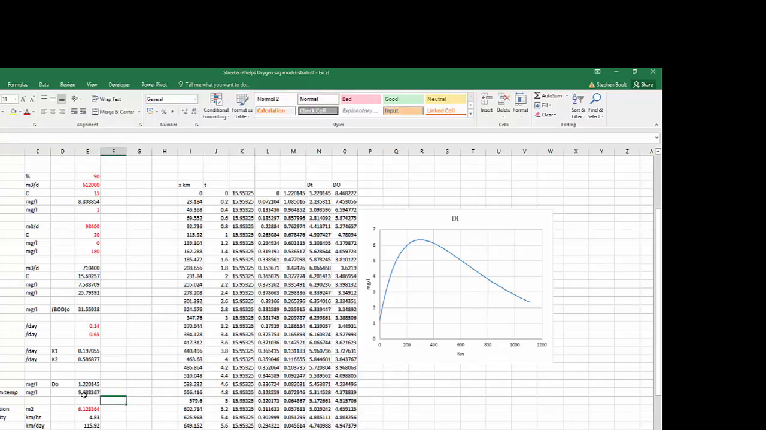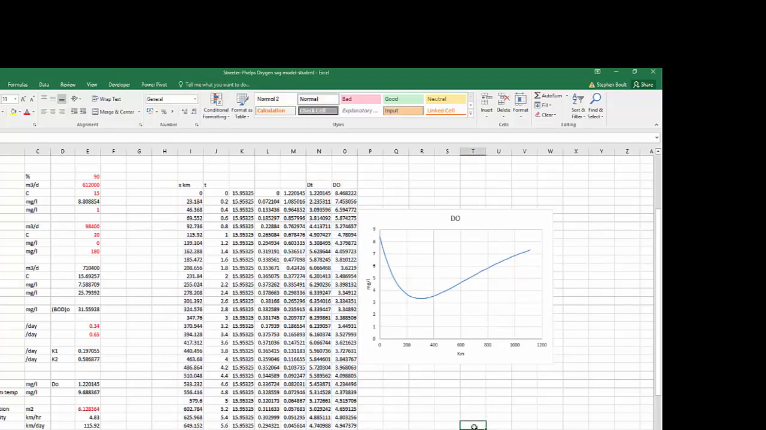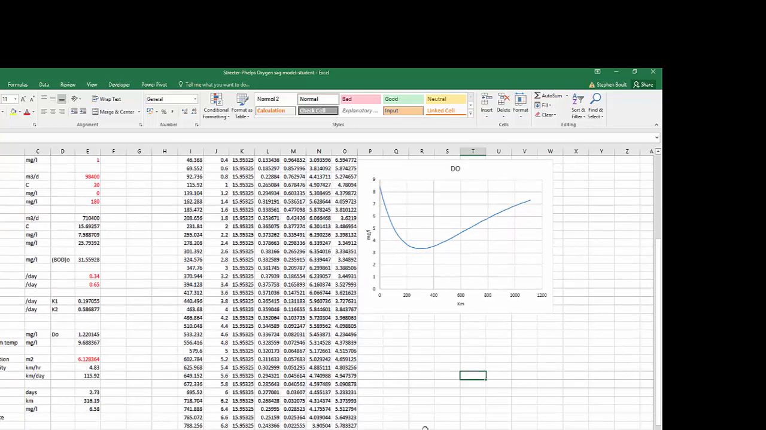So the saturation that we'd expect at 15 degrees is 9.688, and we have a deficit of 1.22, so the oxygen concentration is 8.46. So we could change our graph and actually look at, rather than the deficit, the oxygen concentration, and that's our oxygen sag. You can see that the sag actually builds up as you go downstream, and the distance at which it's at its worst is after 2.73 days, or 316 kilometers, in this case 316 kilometers.